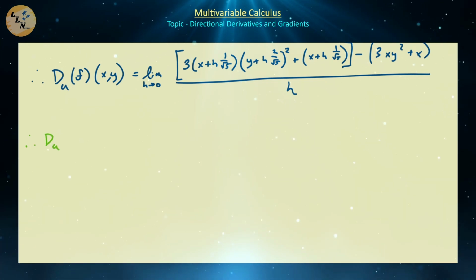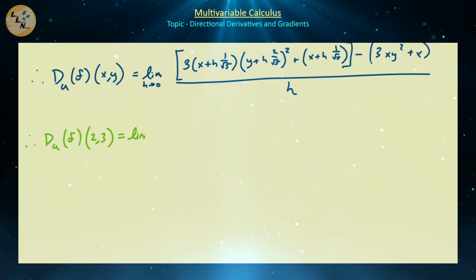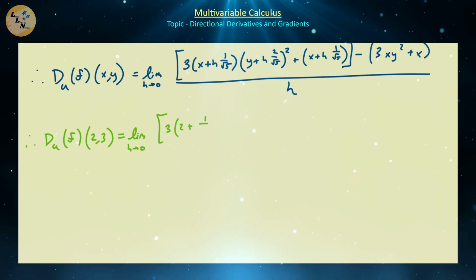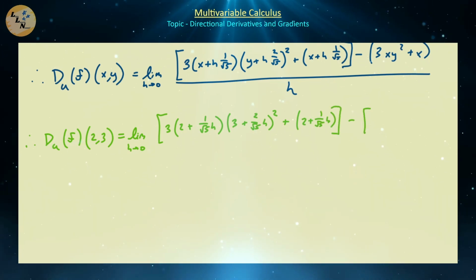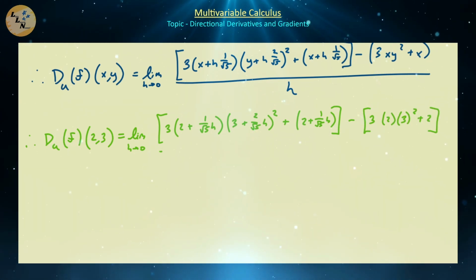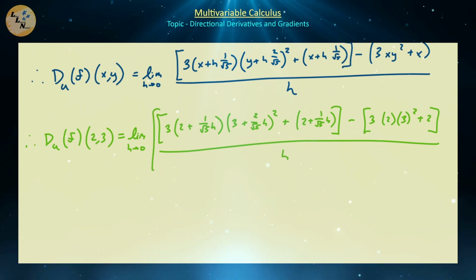So the directional derivative in the direction of u of f evaluated at the point (2, 3) is going to be equal to the limit as h approaches 0 of, so now let's plug in our 2, 3 for x and y. So we're going to have 3 times (2 plus 1 over the square root of 5 h) times (3 plus 2 over the square root of 5 h) squared, plus 2 plus 1 over the square root of 5 h, minus (3 times 2 times 3 squared plus 2), all over h.